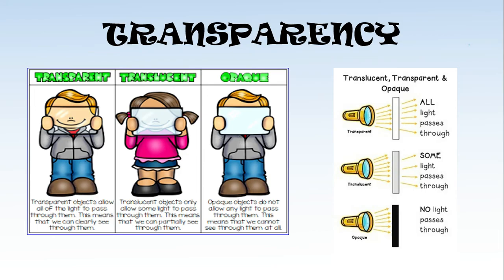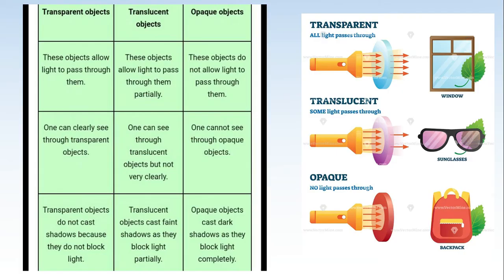Now let's go through the tabular form. As we can see, we have differentiated what is a transparent object, what is translucent, and what is an opaque object. Transparent objects allow light to pass through them. Translucent objects allow light to pass through them but partially. And opaque objects do not allow light to pass through them.